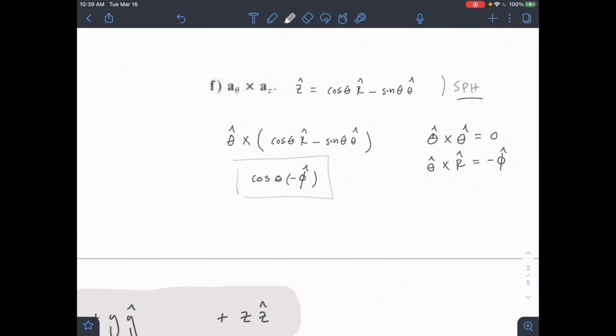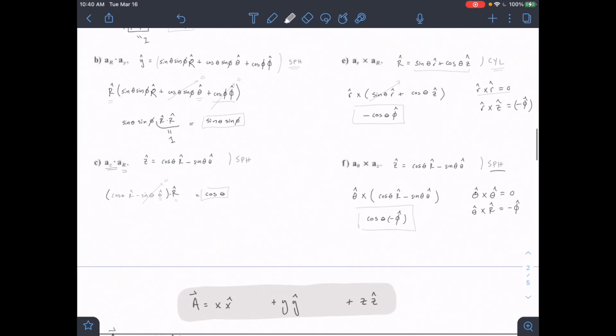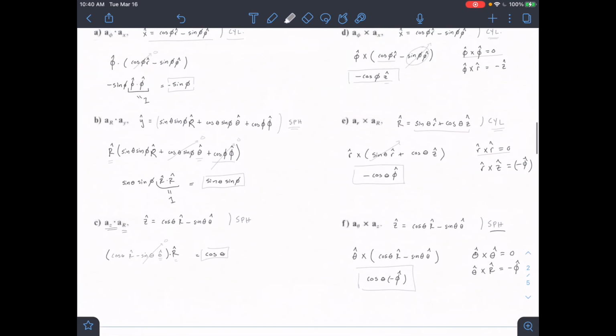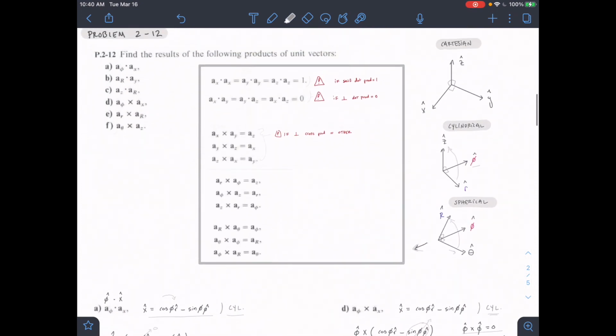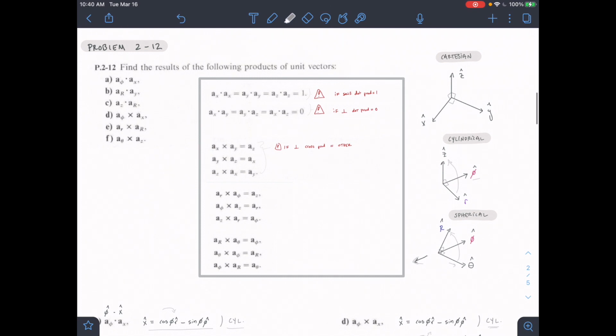Okay, so we kind of went over how you do these unit vector cross products, just a high-level overview. I will post this in the description of the video, so you can have this as a reference and just a sheet to look at.